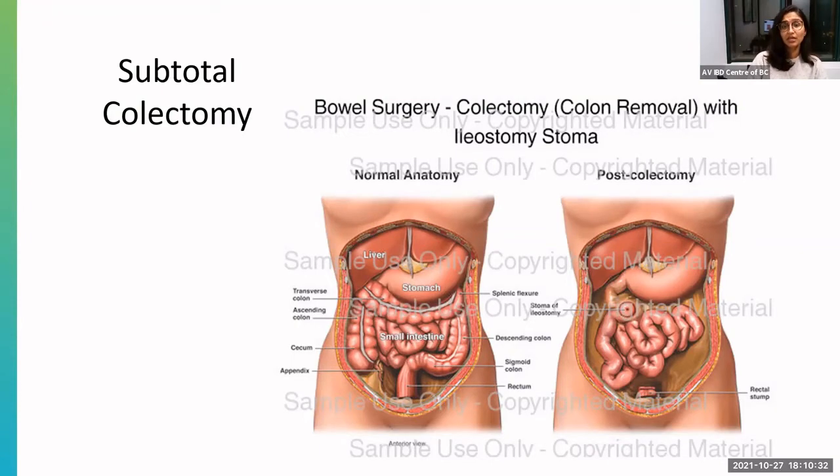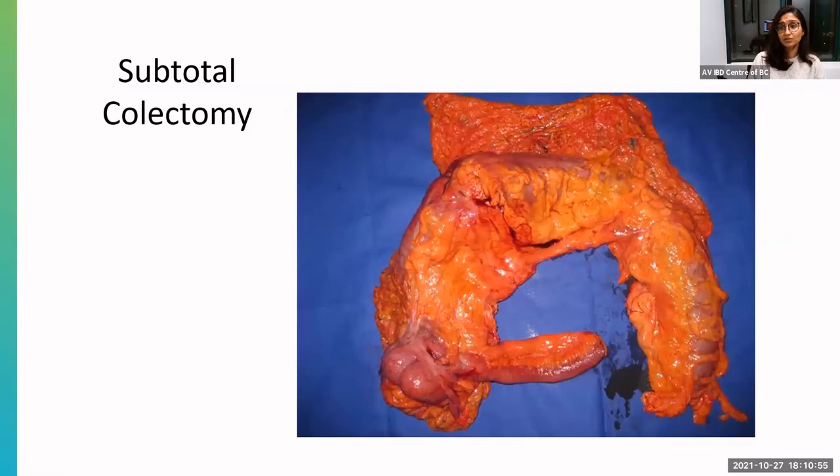So here's what a subtotal colectomy, or the other name for this is a total abdominal colectomy, looks like. It's where we remove all of the colon, so remove all of the cecum, the ascending colon, the transverse colon, the left colon, and the sigmoid. And we usually staple and divide it here, leaving the rectal stump in place in situ. And we bring out the distal ileum as an end ileostomy. Here is what a specimen may look like from the OR.